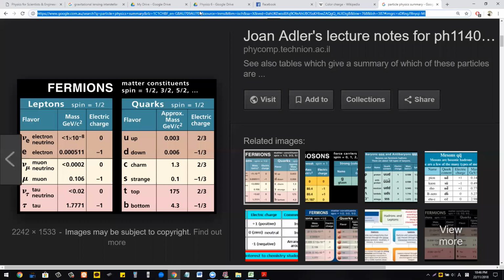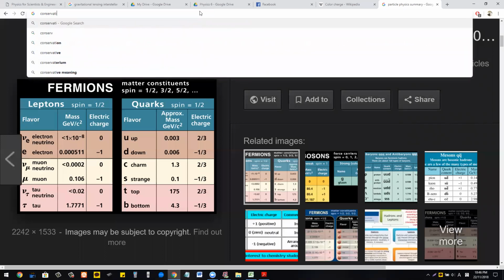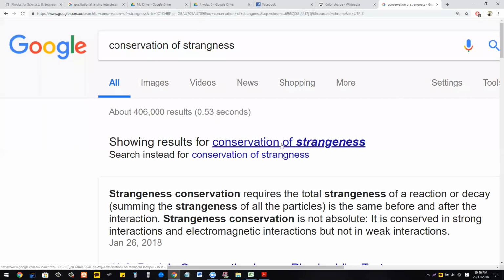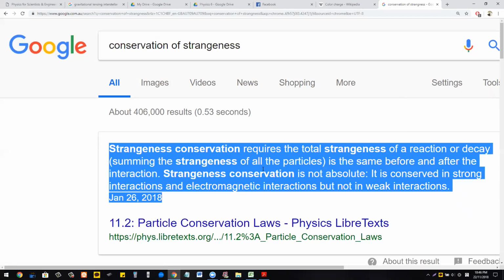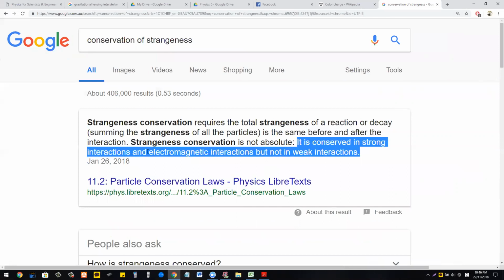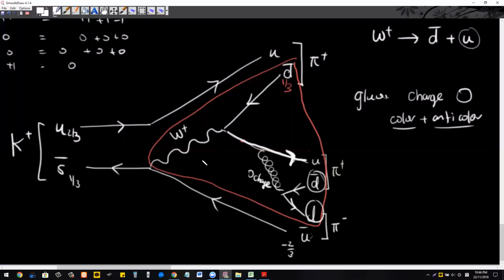So if you look at the conservation of strangeness, it says strangeness conservation requires that the total strangeness of a reaction or decay is the same before and after the interaction. Strangeness conservation is not absolute. It is conserved in strong interactions and electromagnetic interactions, but not in weak. Okay, but maybe that's the reason. There was a weak interaction here.